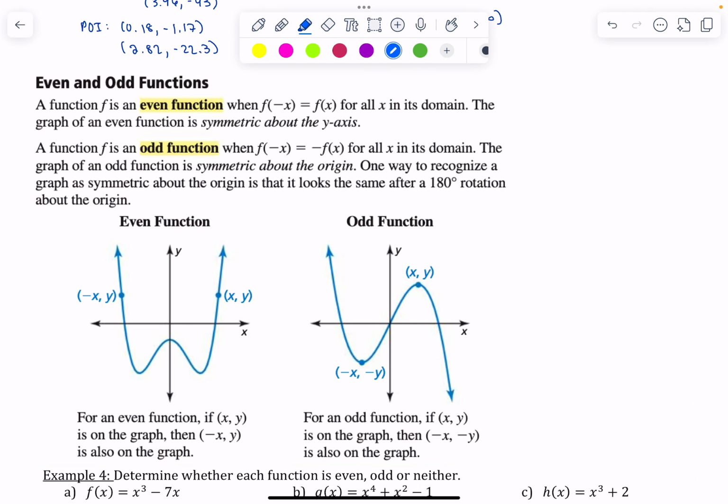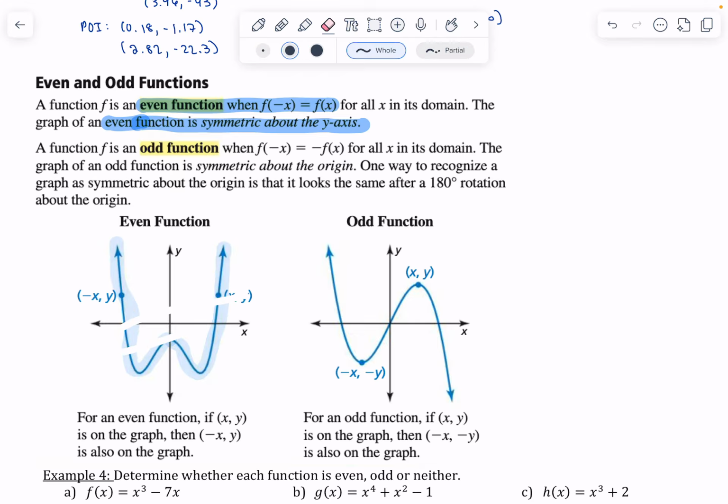Even and odd functions. A function is even when, this is the key, f of negative x produces the same thing as f of x. What this means graphically is that the function is symmetric about the y-axis. So if I reflect this piece over the y-axis, I get the other half of the graph. Okay?